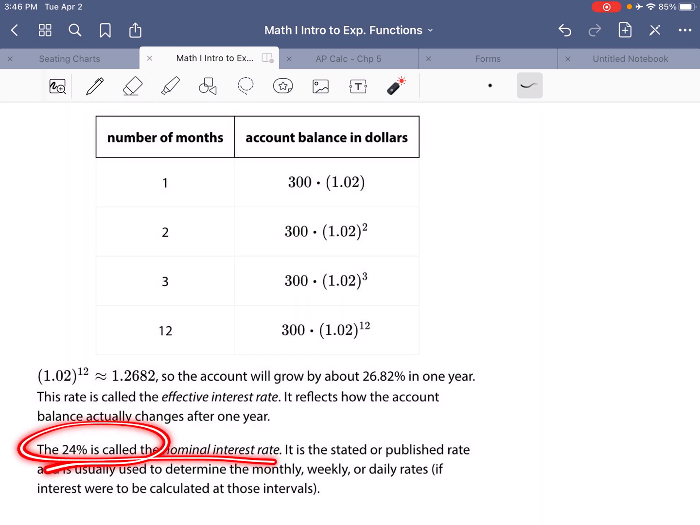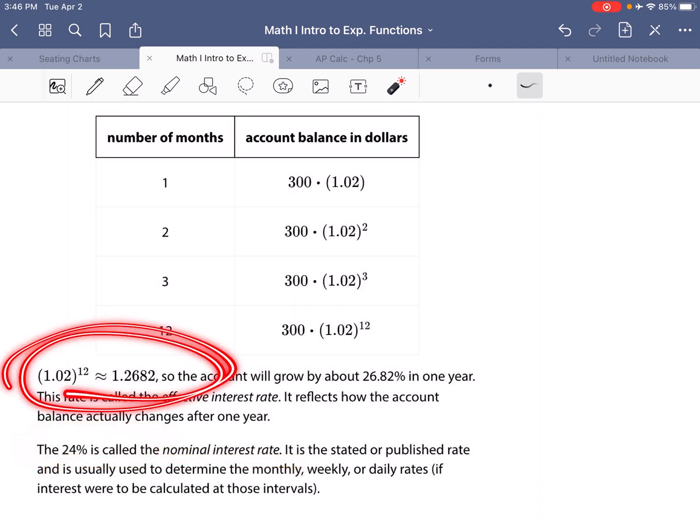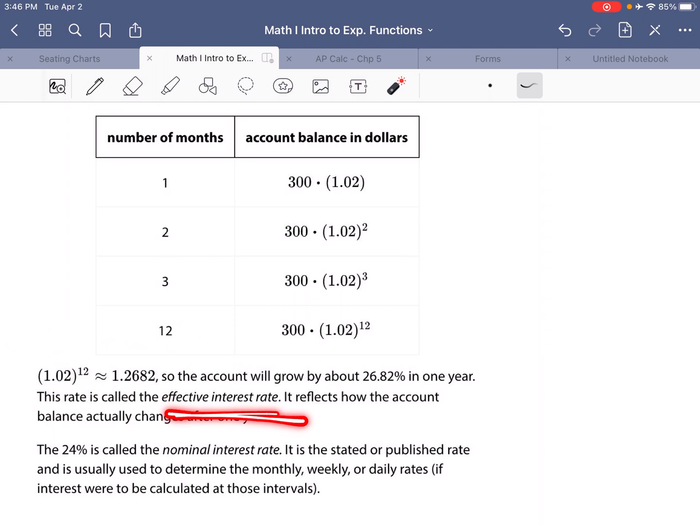The 24% is what we call the nominal interest rate. The rate that it actually comes out to be is called the effective interest rate. The nominal interest rate is just the stated or published rate. I don't know why they do that. But essentially, by calculating your interest off of each successive month, the balance and the interest that you've earned, you end up with more than if you just took 2% of the original amount for those 12 months.